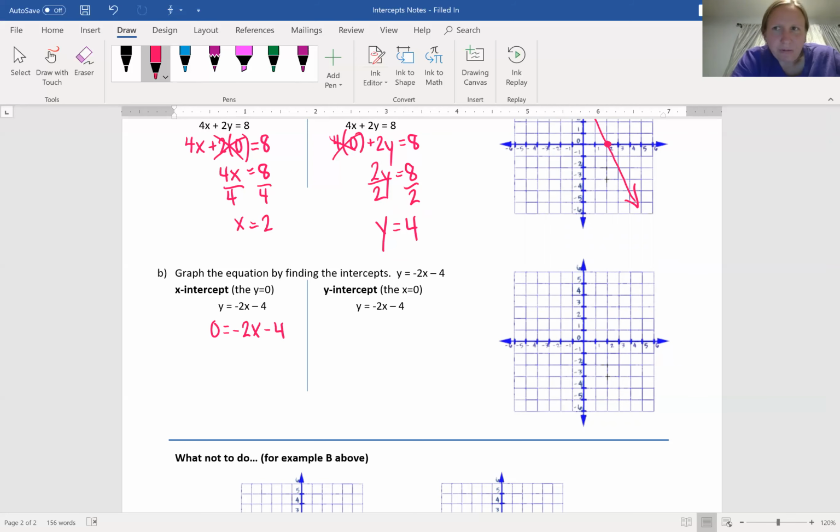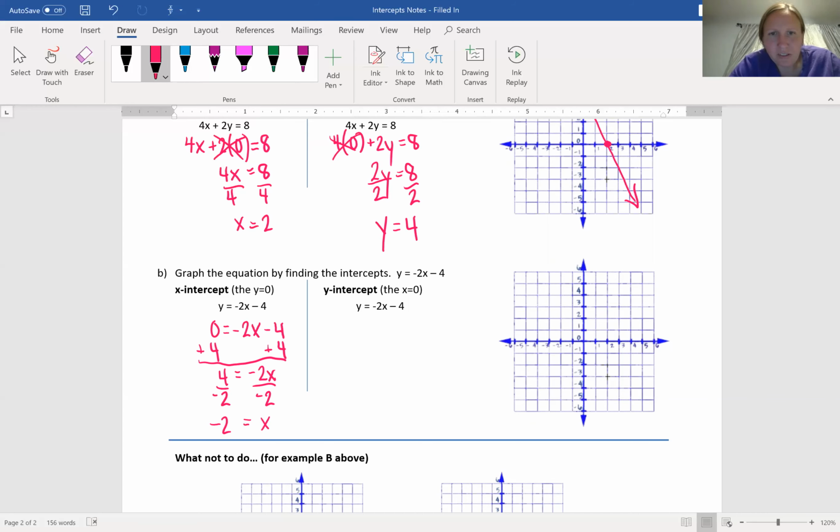And unfortunately, nothing really disappears in this case, but hopefully you're recognizing that this is really just a two-step equation. So if I want to know what x is, I'm going to add 4 to both sides to get 4 equals negative 2x. And then divide both sides by negative 2, which means x equals negative 2.